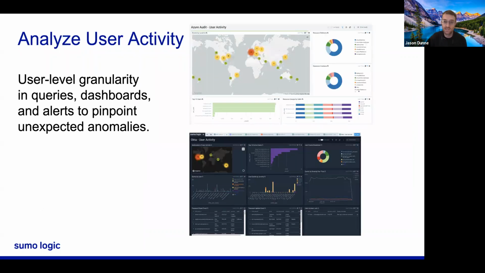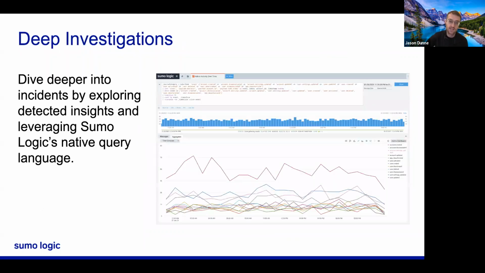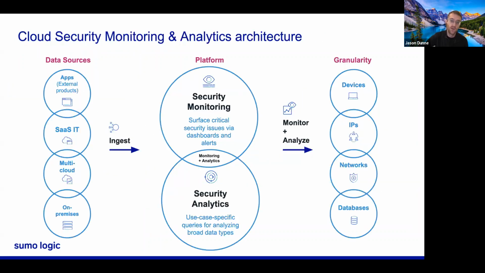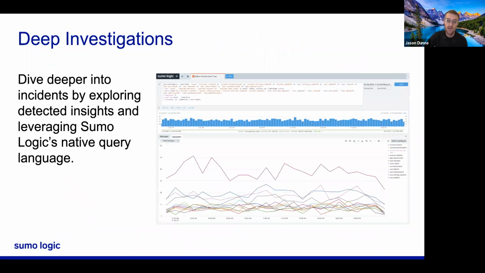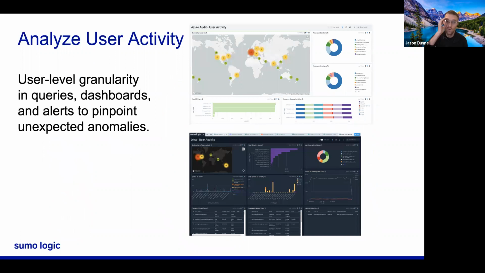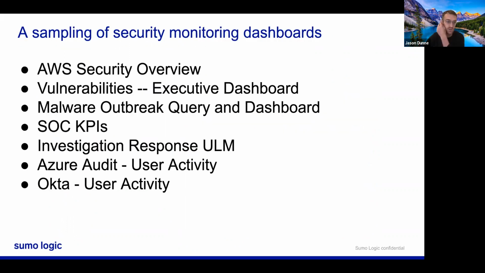And then user level activity. As I touched on in an earlier slide, we can pivot out into various levels of granularity of device, IP, network, database. You can see on the right side. So this is where we're looking at what it looks like to really get into the query, dashboard, or alert that can pinpoint those unexpected anomalies that are tied back to an individual user. So this is a sampling of the security monitoring dashboards that might be relevant.